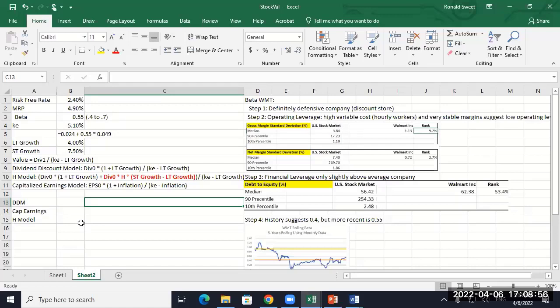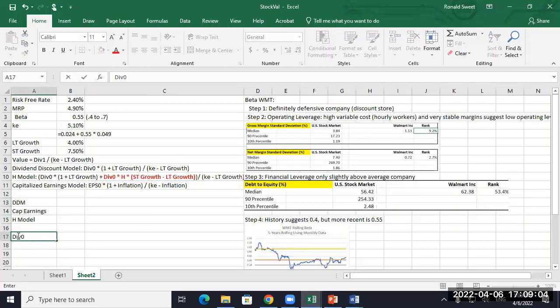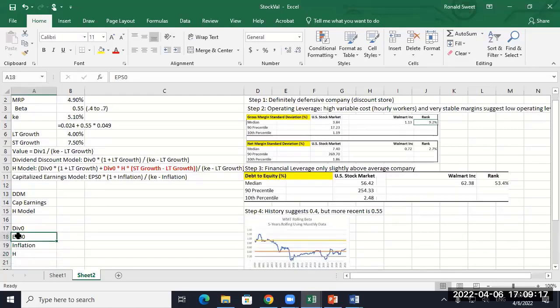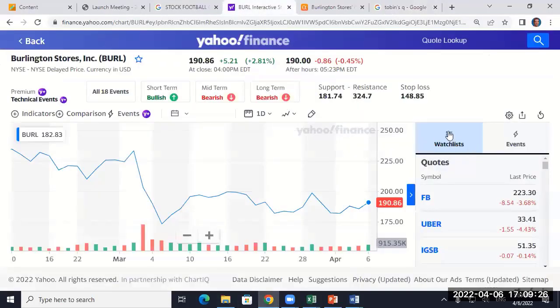All right, so this one's pretty easy, dividend discount model. So we gotta bring some stuff in here. So dividend 0. I think I brought that in already, but I don't remember where I put it. EPS 0. Inflation. And we need an H. And we're doing Walmart, right? So y'all remember how we got the dividends for Walmart? We may not be able to get this done today.